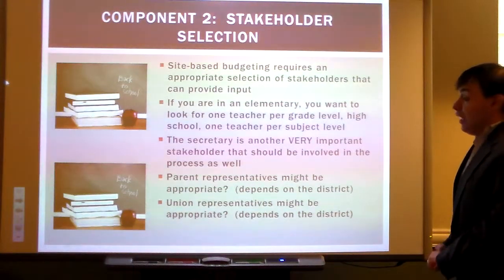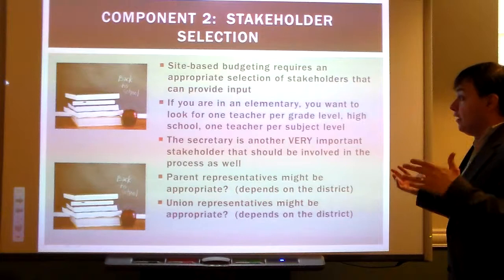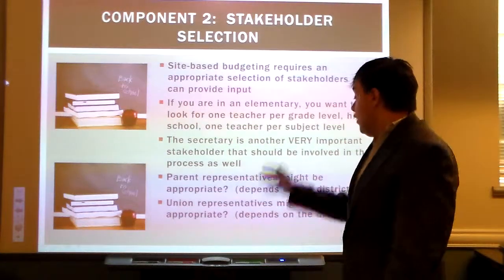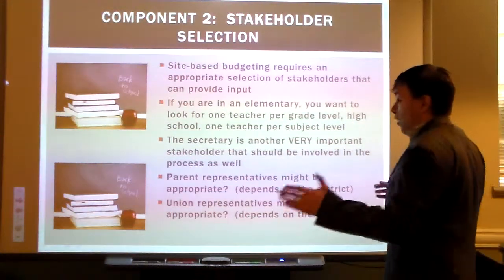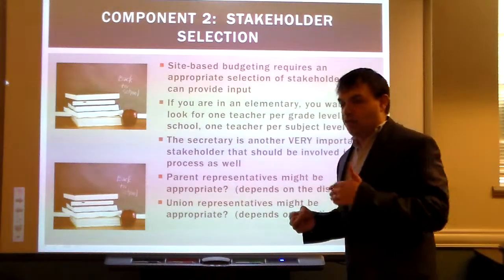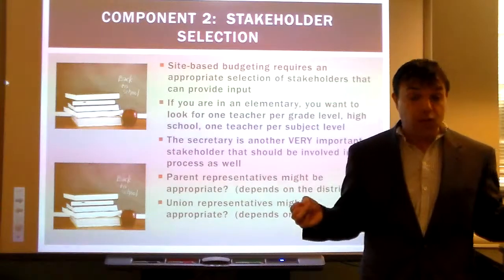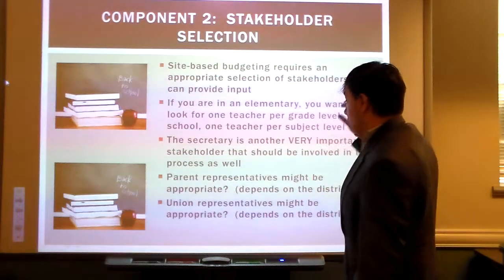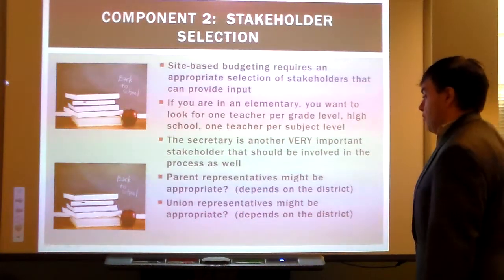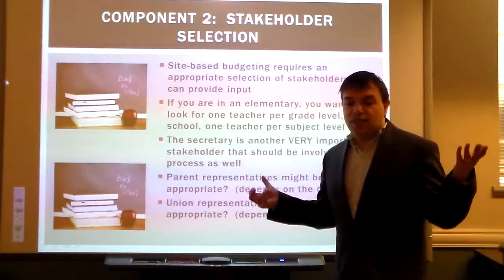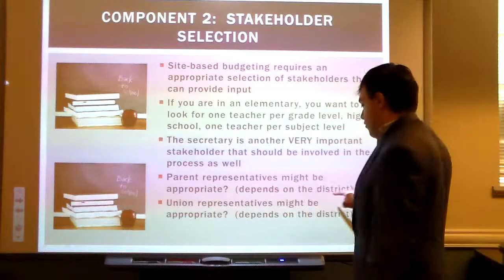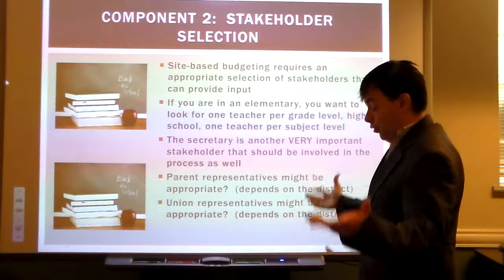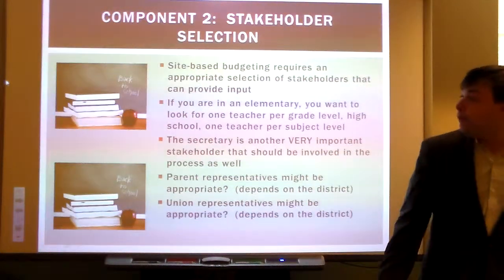So stakeholder selection, if we're doing site-based budgeting, which in theory is what we're looking at, you need to make sure you have the right people on hand who can provide input. If you're in an elementary setting, my advice is you want 1 teacher per grade level. The worst thing that can happen is you have 5 3rd grade teachers making all the decisions because they don't know what's going on in the preschool room or the 4th grade room. High school, I would say 1 teacher per subject area, and then the secretary should be involved in the process too. Parent representatives, it's in our textbook. I added that it depends on the district because you don't want the parent representatives making all the decisions. Union representatives, if you're a unionized district, I think that also depends on the district as well.